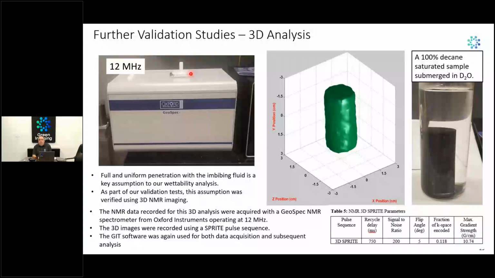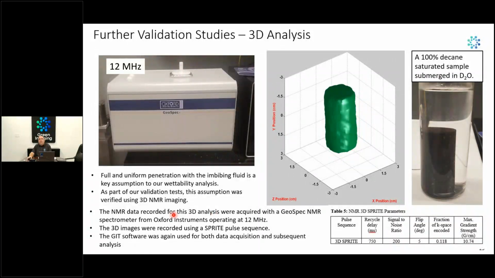So we repeated the measurement with D2O. For example, here's a 100% decane saturated sample submerged in D2O. Over time, we recorded the 3D image of the rock. And over time, in theory, this image should get less and less bright as the D2O penetrates into the rock. And I'll show a little bit more of this in a minute.